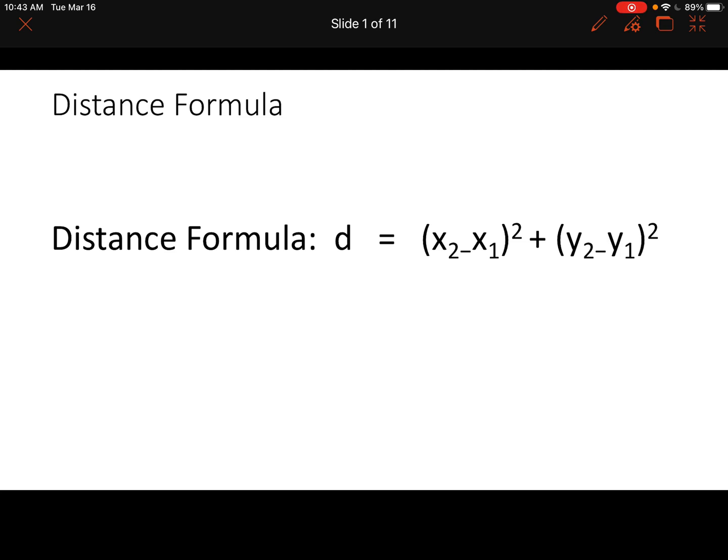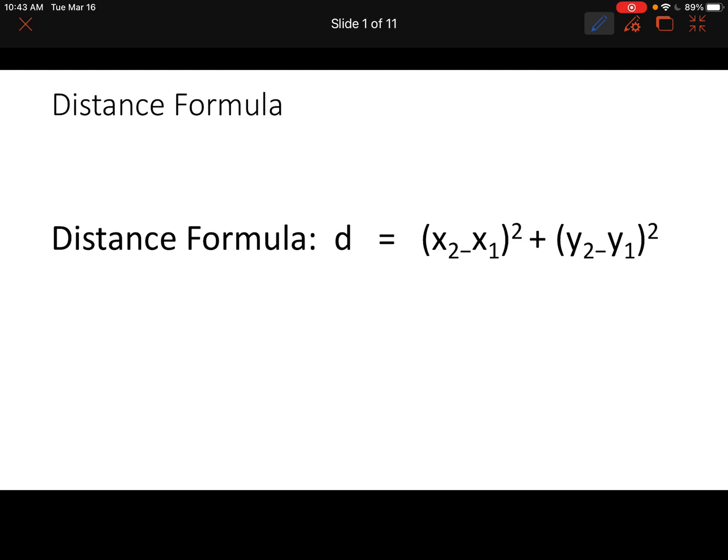Let me get a working marker. Here we go. All right, so today we are talking about the distance formula. The distance formula is going to help us find the distance between 2 points. And we could either use the distance formula or essentially we could use the Pythagorean theorem, and I'll show you both.